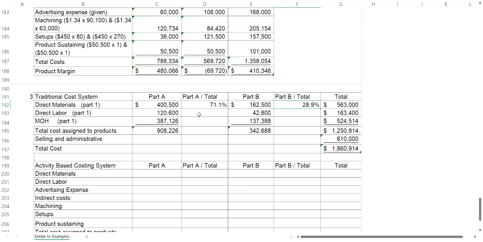Okay, we'll do the same thing for the rest of them. I'll do direct labor here. Direct labor for A is $120,600 divided by the total $163,400. And for product B, $42,800 divided by $163,400. And that gives you the percentages. So you would do the same for manufacturing overhead, and you'll get 73.8. And for product B, 26.2.